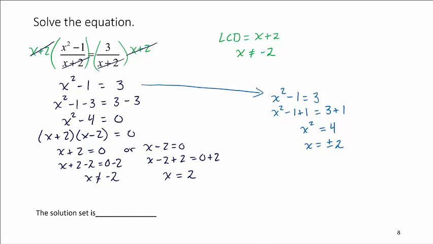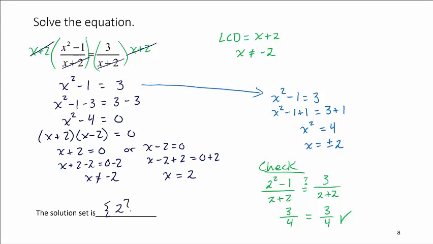So my other question would be, okay, let's just check the one that I know works or should work, right, which is x equal positive 2. So if I put a positive 2 squared minus 1 over 2 plus 2, is that equivalent to 3 over 2 plus 2? Okay, so that's the question. 4 minus 1 is 3, and 2 plus 2 is 4, so we have 3/4 equal to 3/4. Yes, indeed, it does work. Okay, so the solution set is 2, right?